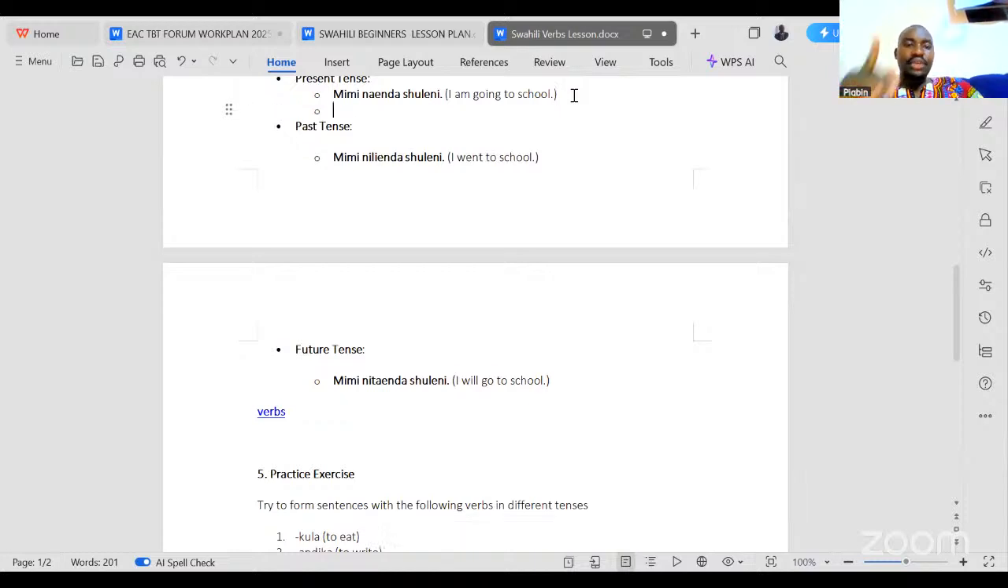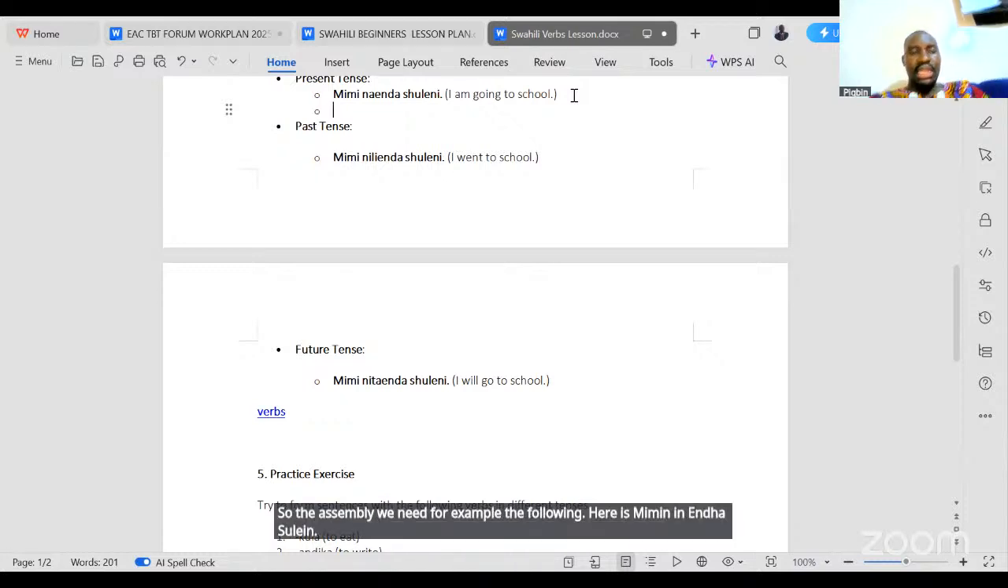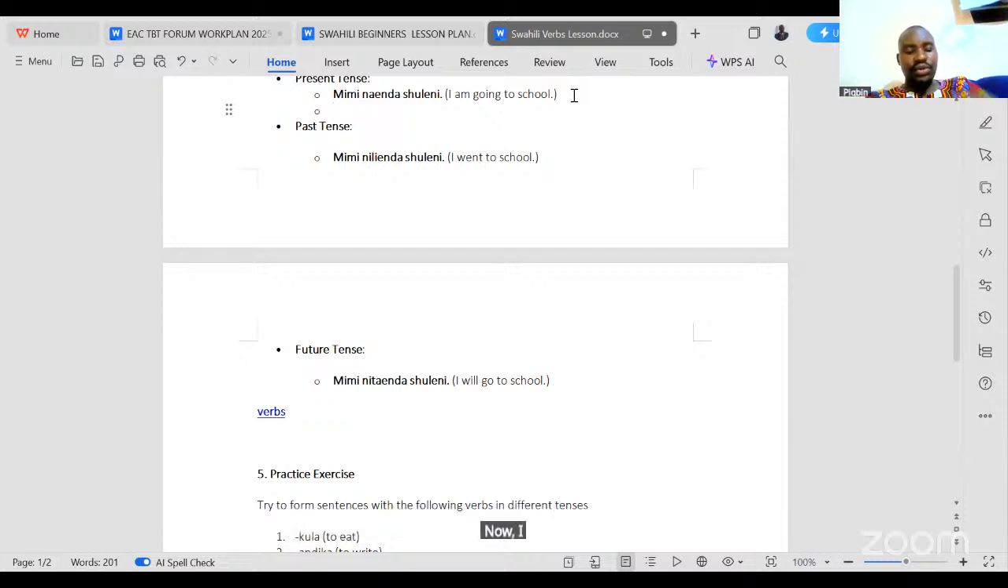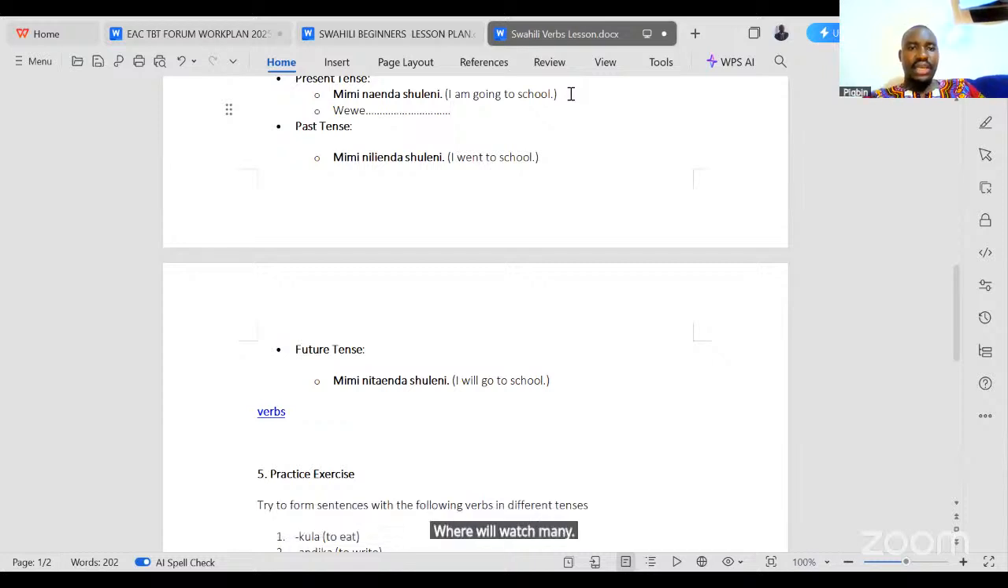So the assignment we read, for example, the following. Here is "mimi ninaenda shuleni." Now I want you to fill in the next, starting with "wewe." What will be the word in front there? "Wewe" what "shuleni"? Let me make it simple a bit. I'll say "wewe dash enda shuleni."